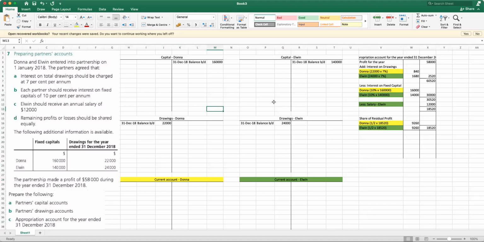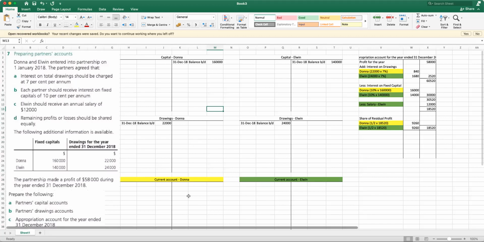So current account acts like your capital account. Since it doesn't have a balance, we don't need to bring down the balance. We're just going to start on the right-hand side. All the adding ones, you're going to put to the right. It means which one would add to your capital. So the first one that will add would be interest on fixed capital. So just going to put in 31st December 2018.